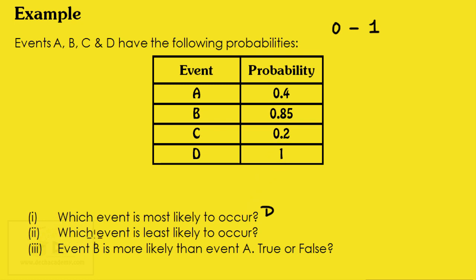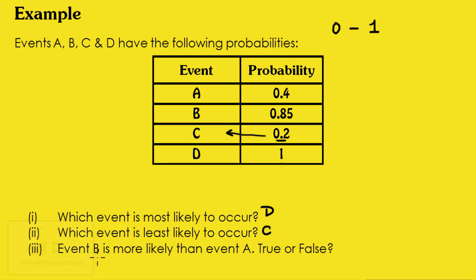Second question asked, which event is least likely to occur? And that has to be the event with the least probability. From the table, we can see that the smallest number here is 0.2. The smallest probability is 0.2. And that corresponds to event C. So event C is the least likely to occur.